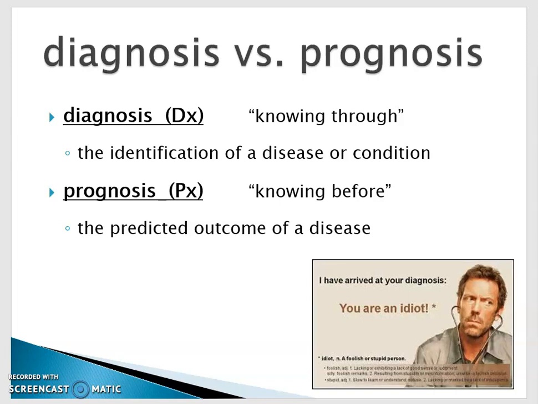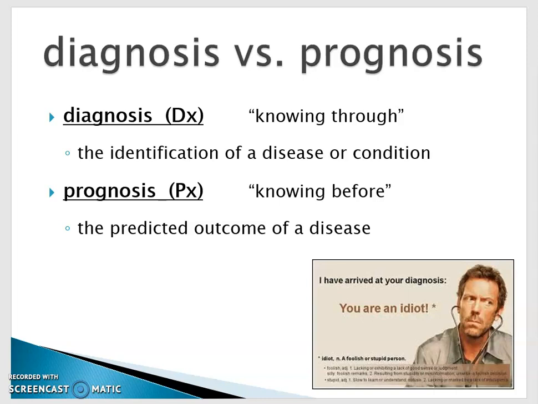The result that we get back from the pathologist is going to give us a diagnosis and a prognosis, likely. The diagnosis, if you remember, the suffix gnosis means knowing, and dia means through. Put together, it means knowing through. It's abbreviated DX. It's the identification of a disease or condition. So what do we know through? Well, we have all kinds of evidence.